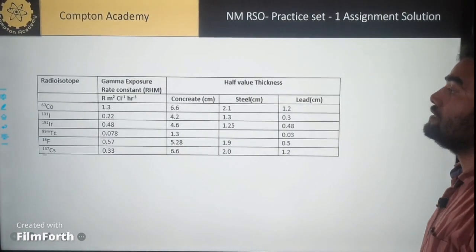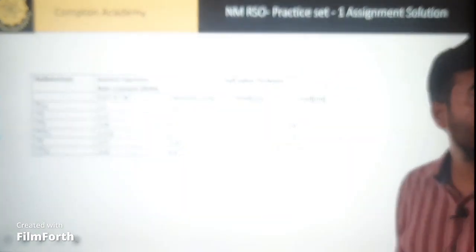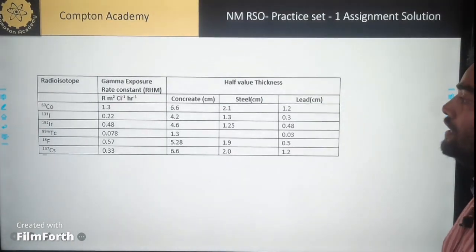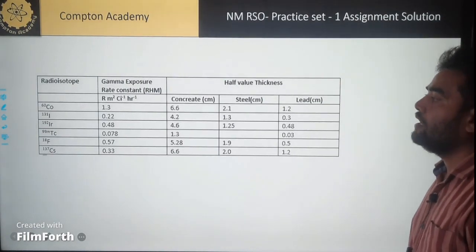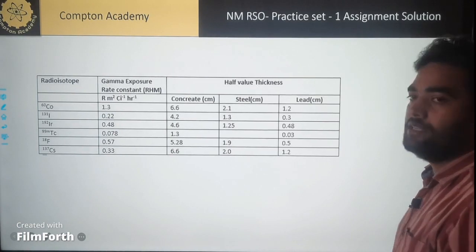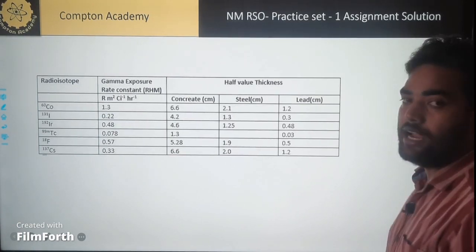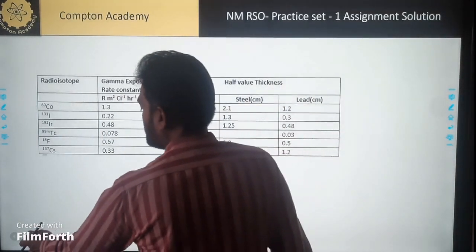So in this practice set number 1, some reference table has been provided from which we will utilize some data. In this table, some radionuclides have been written. Corresponding to these, a gamma ray constant has been provided in R·m²/h·Ci, and along with this the half value thickness of concrete, steel and lead has been provided. So we will use this reference table in our questions.